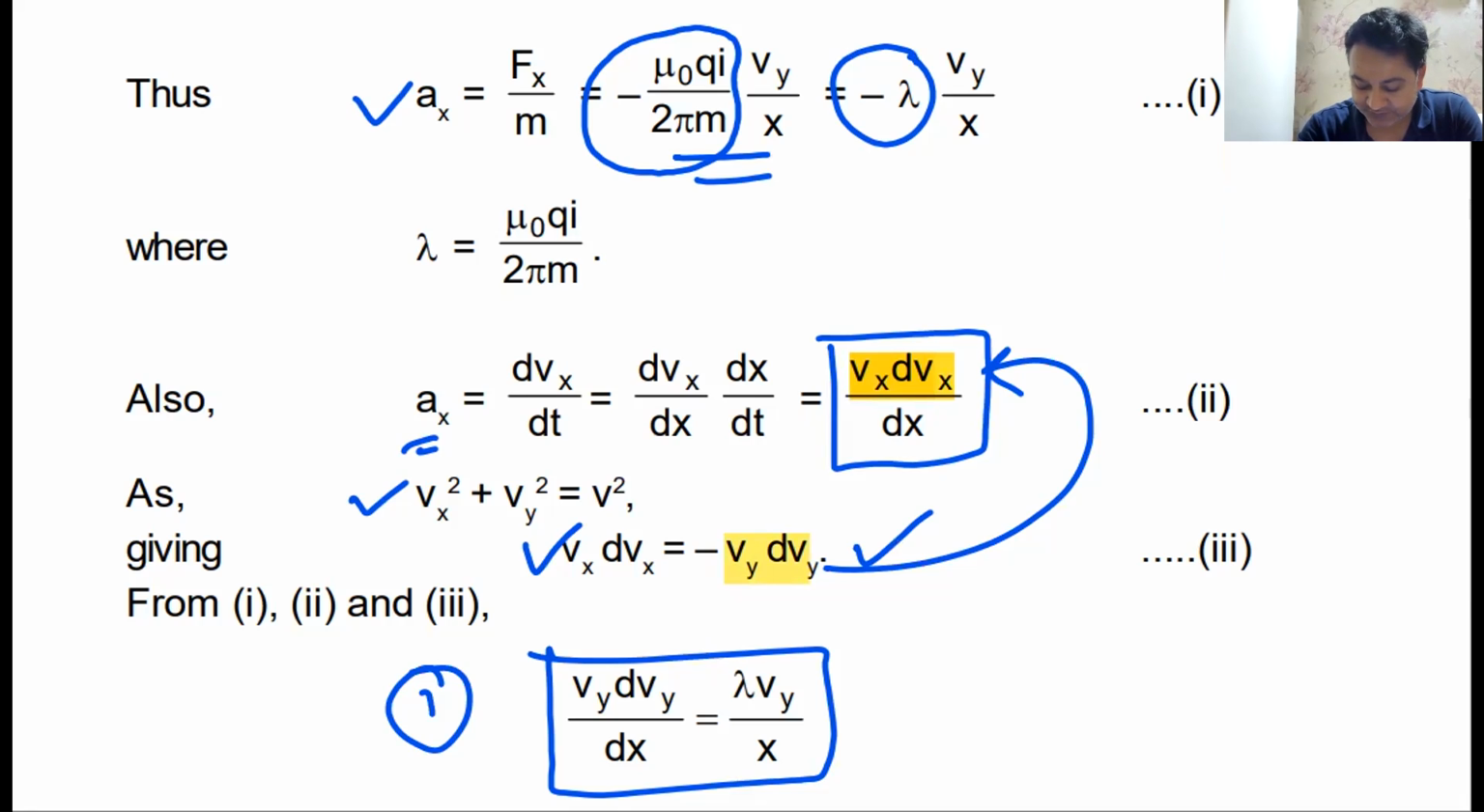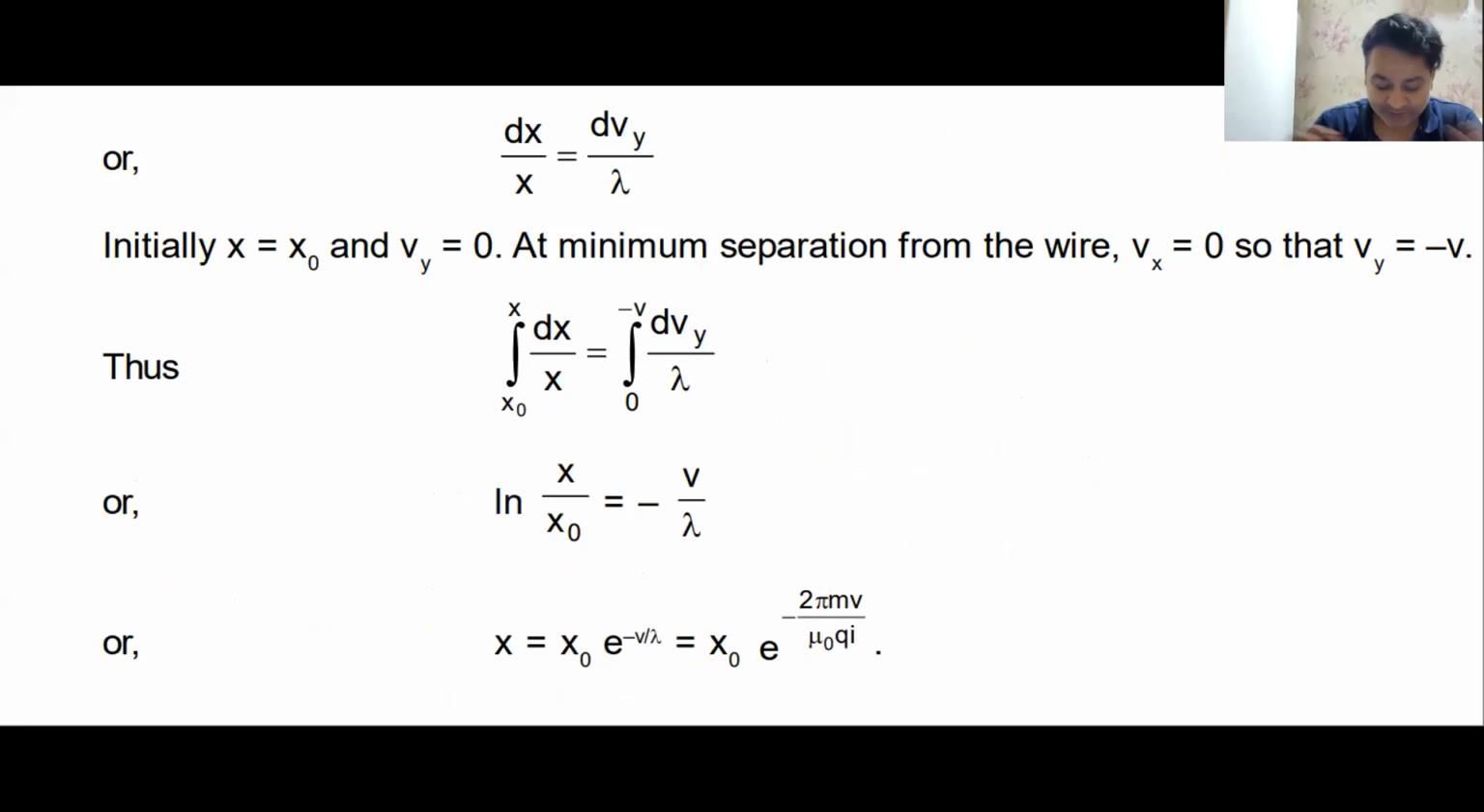You know the limits in terms of Vy. Initial velocity along Vy was 0. You want it pointing downwards, minus V. Initial distance along the x-axis is x naught. And you will get this as this one. I'll give you 2 minutes to note this down.